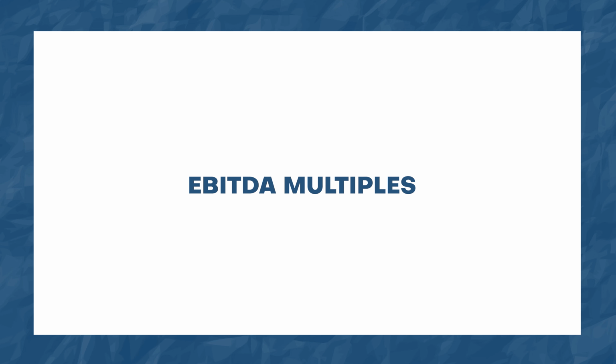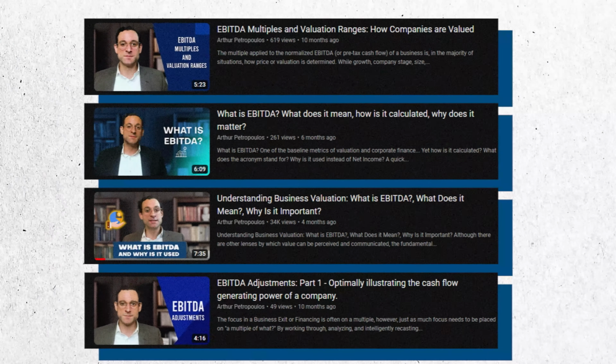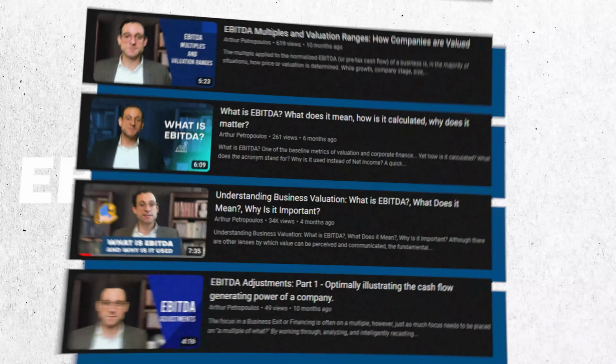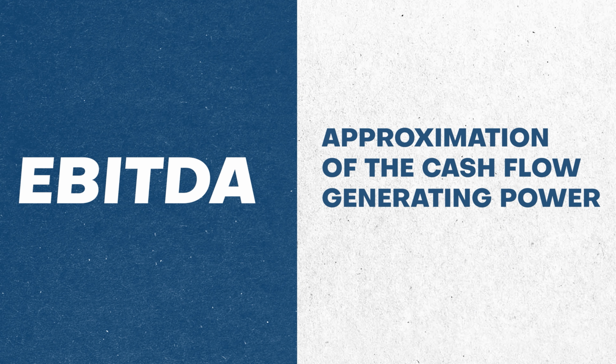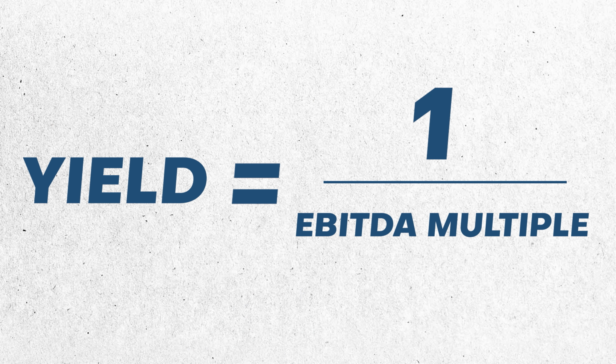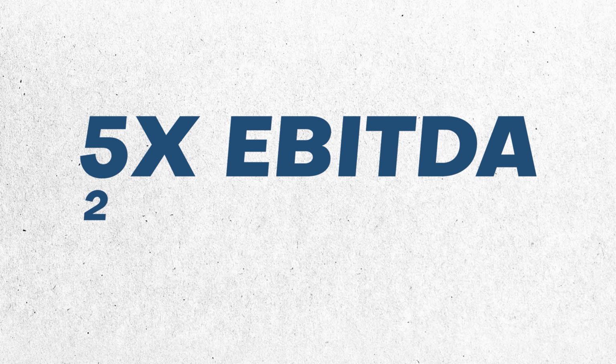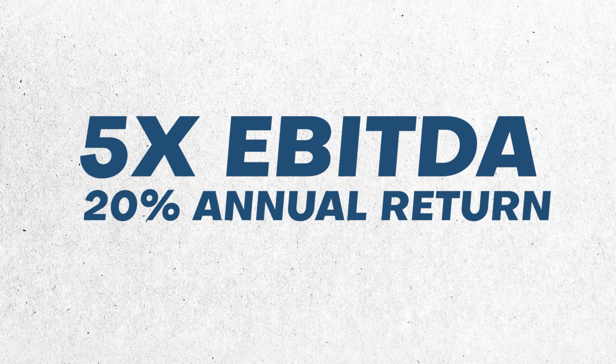And so lastly, and the most applicable relative to the middle market, lower middle market transaction, are EBITDA multiples. And so you can think of EBITDA, as we've discussed in other videos, we'll put a screenshot here, is effectively the proxy or the approximation of the cash flow generating power of a business. And you can think of an EBITDA multiple as the inverse of a yield. So what do we mean by this simply? If someone is buying a company for 5 times EBITDA, they're effectively buying a 20% annual return.